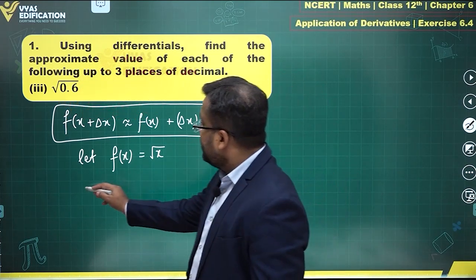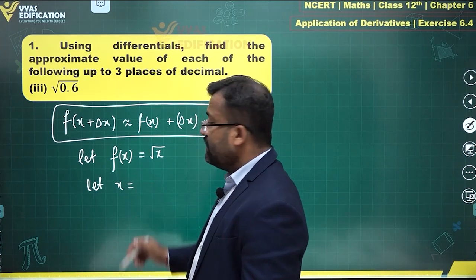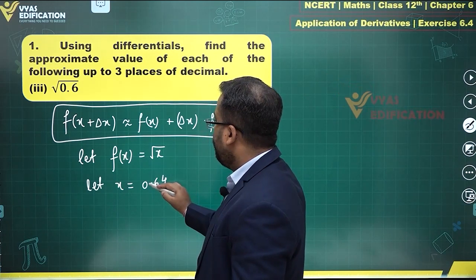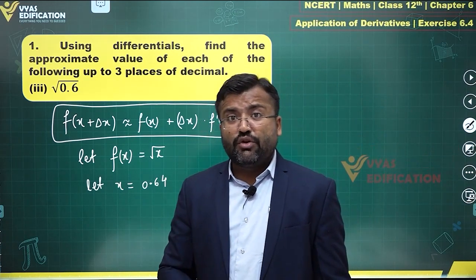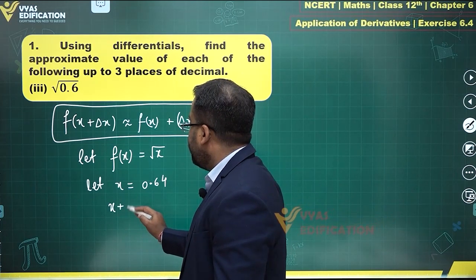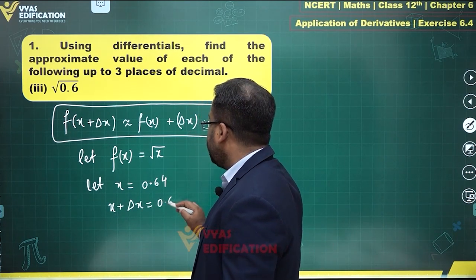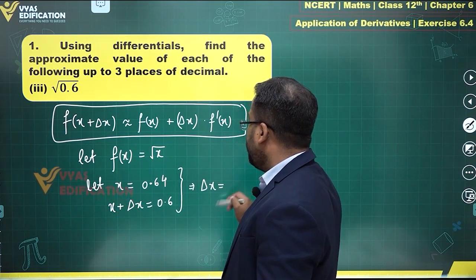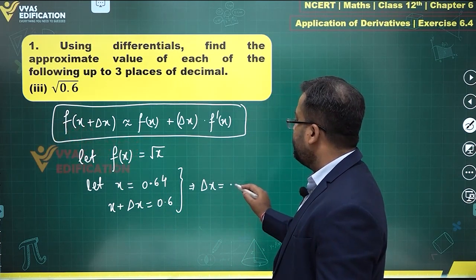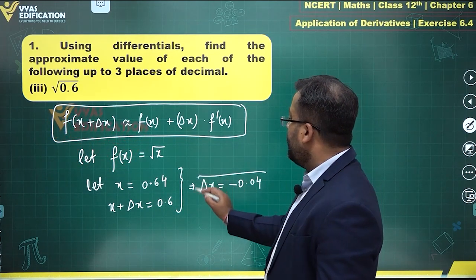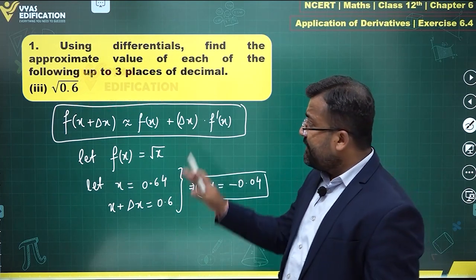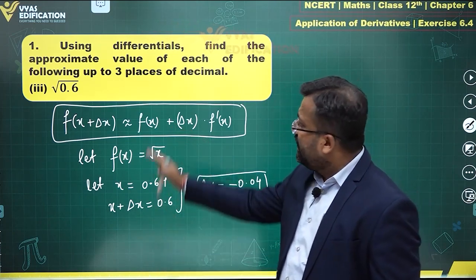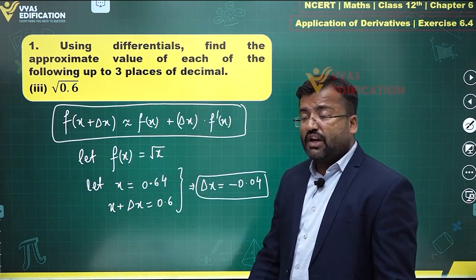So let x equal something for which we already know the square root, which is 0.64. We know the square root of 0.64 is 0.8, right? x plus delta x will be equal to 0.6, which tells me that delta x will be equal to what? Delta x is actually negative, if you may observe. This is minus 0.04. Now will that impact our solution in any way? No, the steps will remain the same. The only thing is this delta x becomes negative, so I will have to subtract something. Okay, that's something which we can do.